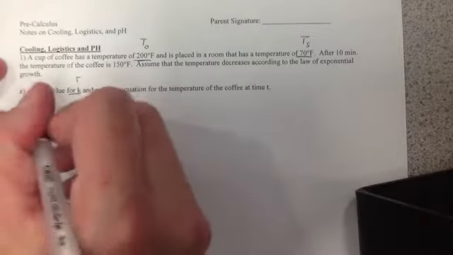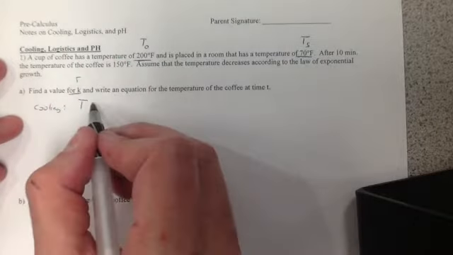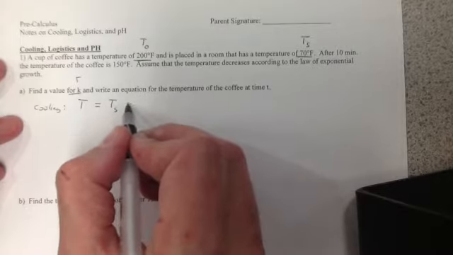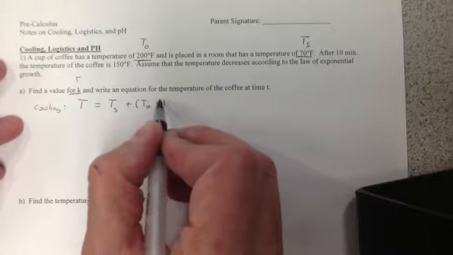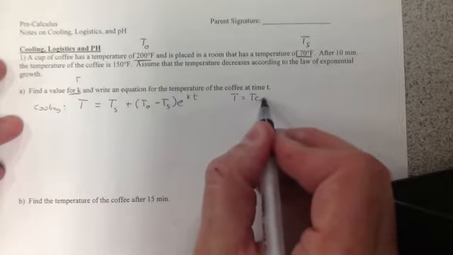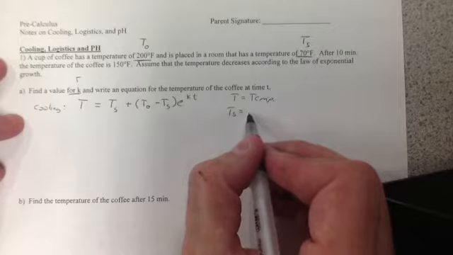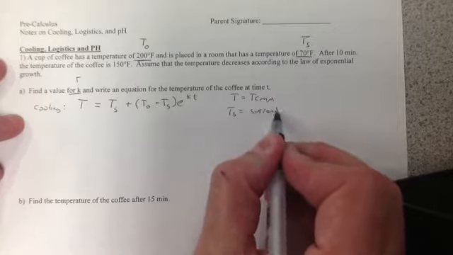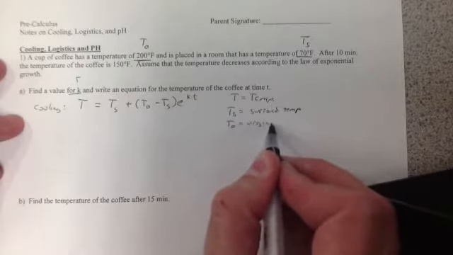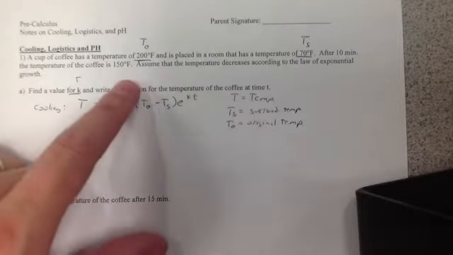Now, for cooling, we have a formula for this. There's a special formula we have to know. And it says this: the temperature of the coffee at any time is given by T sub S plus T naught minus T sub S, times e to the kt, where T is the temperature, T sub S is the room temperature, or the surrounding temperature, and T naught is the original temperature.